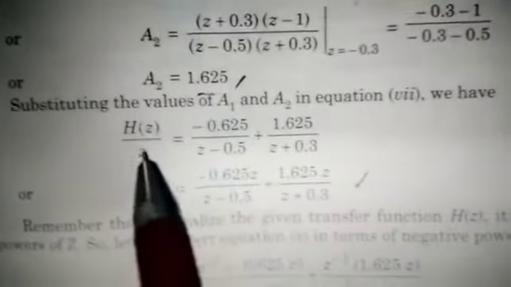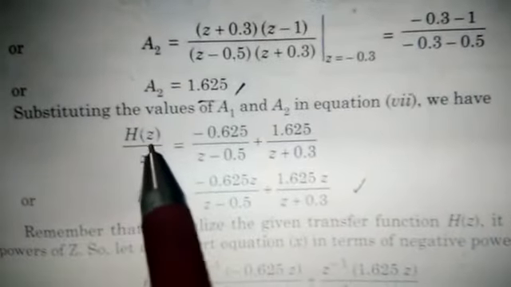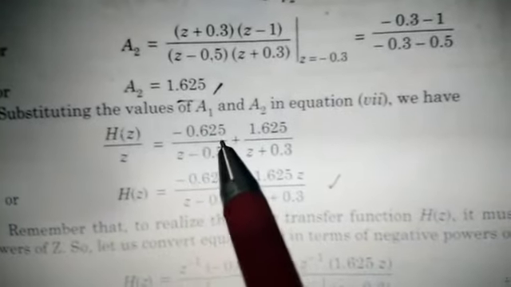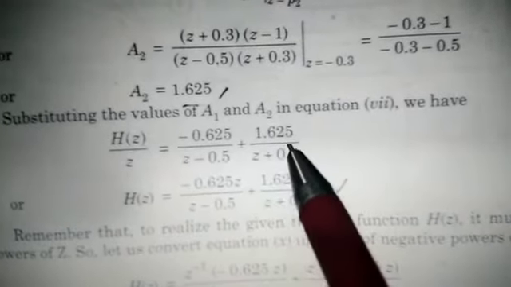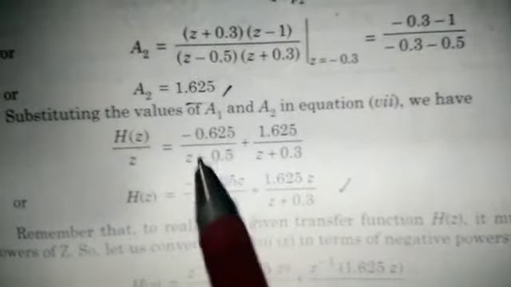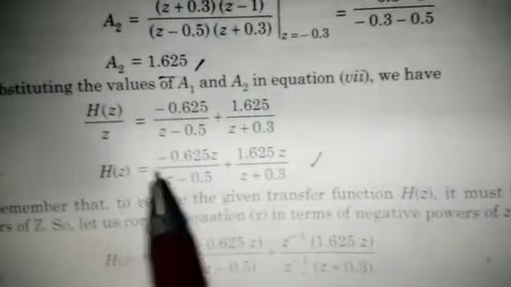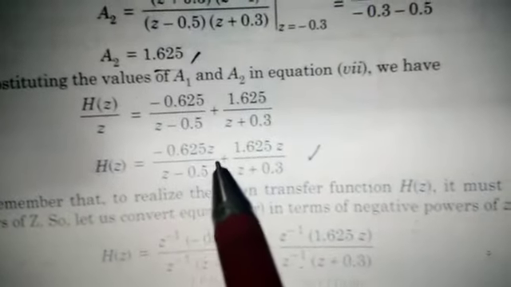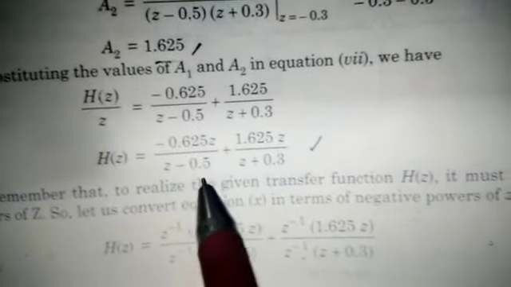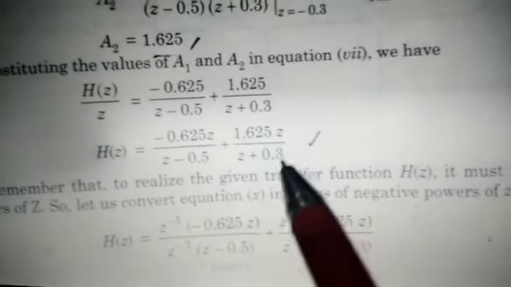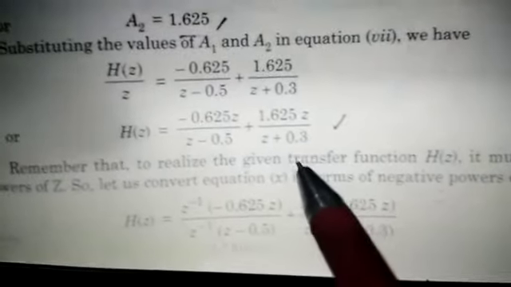1.625. Then we will write F(z) is equal to H(z)/z is equal to this, minus 0.625, that is A1, and 1.625, A2. So this is the first, and this is the second, and then finally we will get this transfer function: minus 0.625 z upon (z minus 0.5) and plus 1.625 z upon (z plus 0.3).